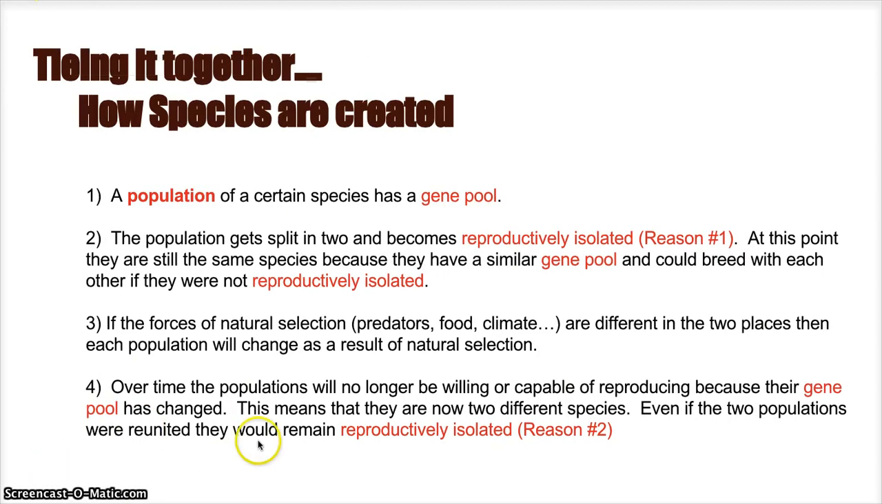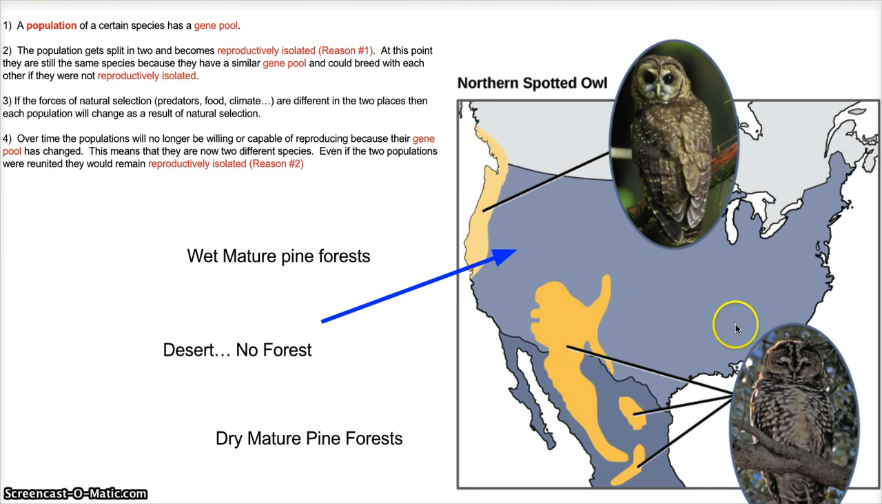Okay, so now their gene pool changes. Now we have two different species. So even if that river disappeared and those frogs were reunited, they will now remain reproductively isolated. That's for the second reason. So maybe you're saying to yourself, yeah, that sounds great, but that's all imaginary, made up stuff. So here's a real example of reproductive isolation that led to two different species. And I'm going to ask you to reflect on this in a second, so please pay attention.